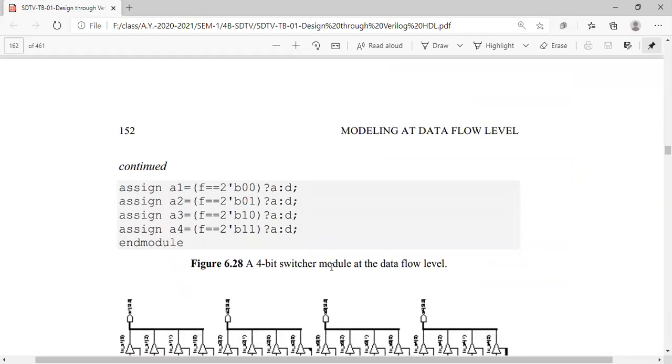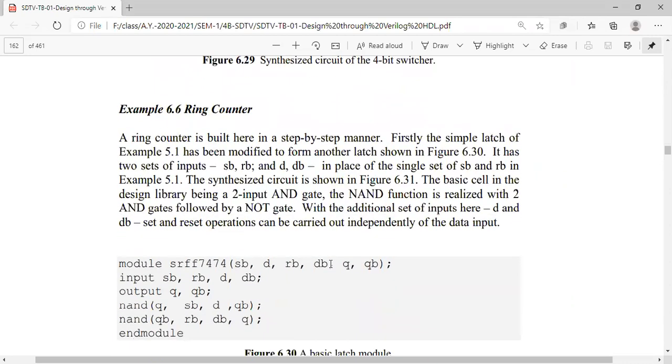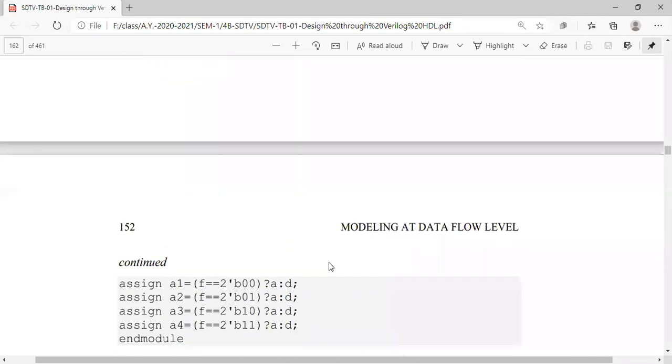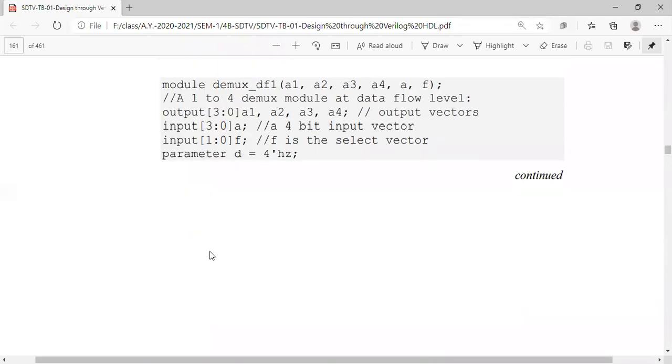So by that we are concluding the data flow styles. We have different examples for this data flow style also. You go through all these things. We have used this assign statement, right? We are using the assign statement. You see the example here.